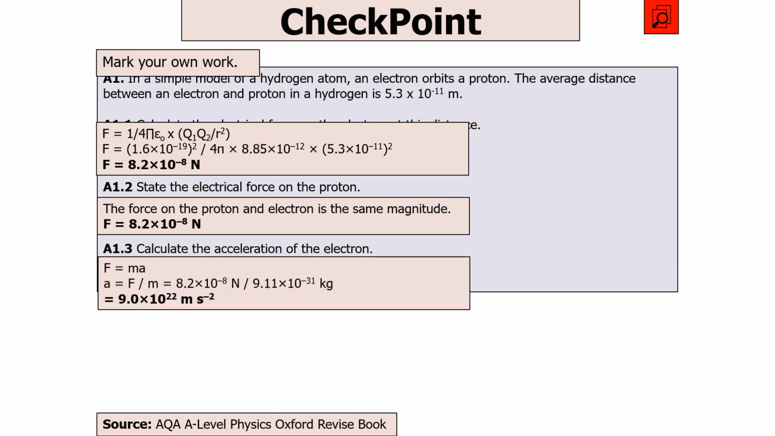So a equals F over m. So you do F, which you've just worked out, over the mass of the electron. Once again, it's given to you on the equation sheet, 9.11 times 10 to the minus 31 kilograms. So you get 9.0 times 10 to the 22 meters per second squared.